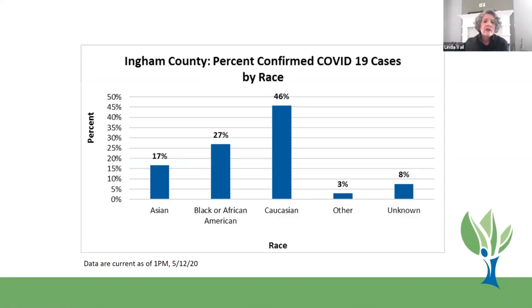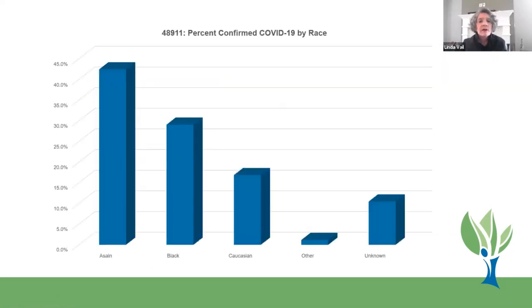So if we look at cases by race, by percent, 46% Caucasian, 27% African American, 17% Asian, and 3% other. If we look at that by race in 48911, we see, and I really apologize for not getting the data labels on this, over 40% of our cases in 48911 are Asians. About 27% of our cases in 48911 are Black or African American, and then we drop down to about 16 or 17% that is our Caucasian population.